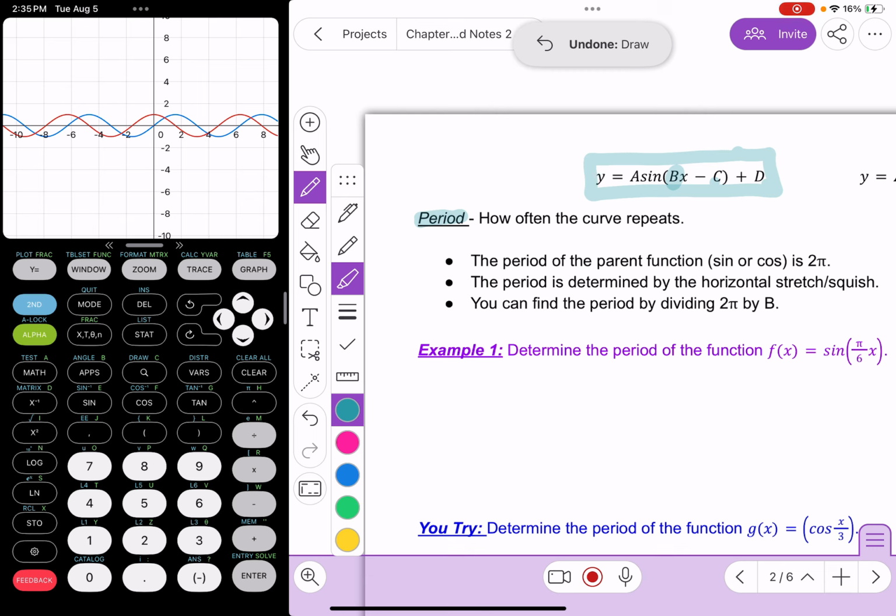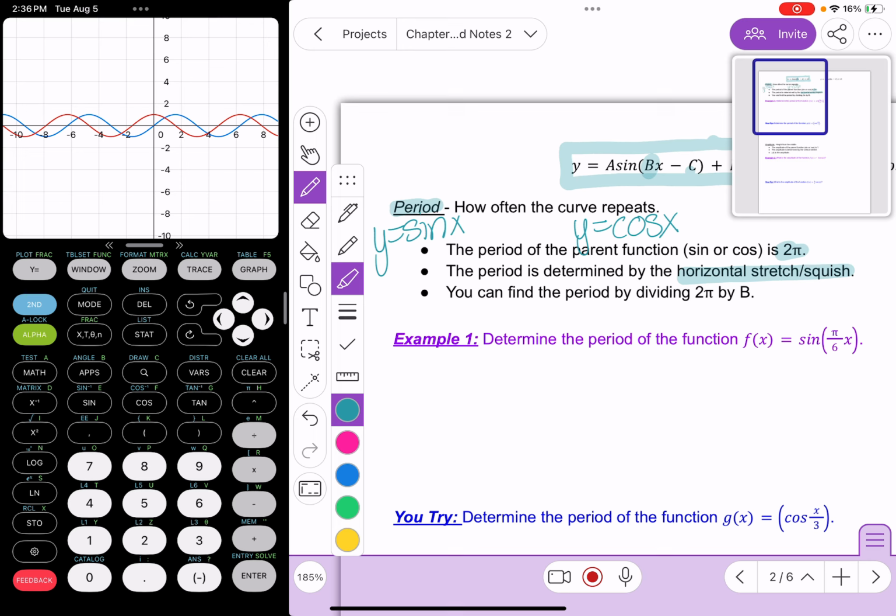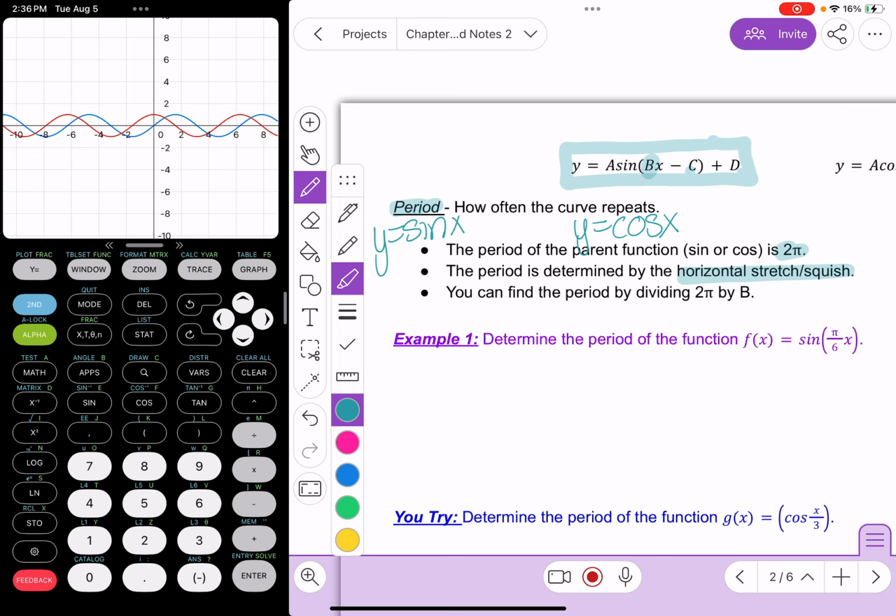In order to solve this, the parent function, so when it's just y equals sine x or y equals cosine x with nothing in front, the period is 2 pi. The period is the same as our horizontal stretch or squish. So if there's anything in front of x, you divide by 2 pi to get the period. That's b, whatever's in front of the x.